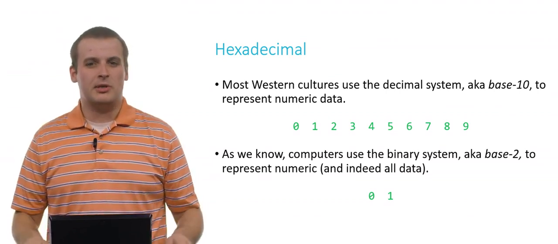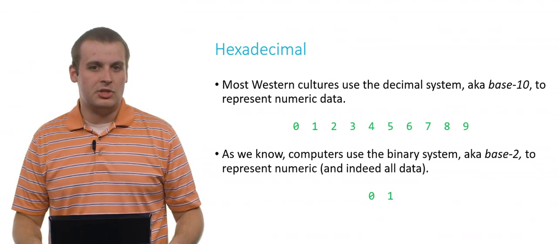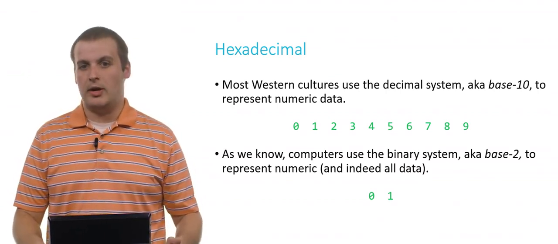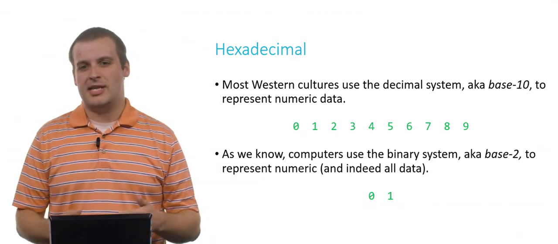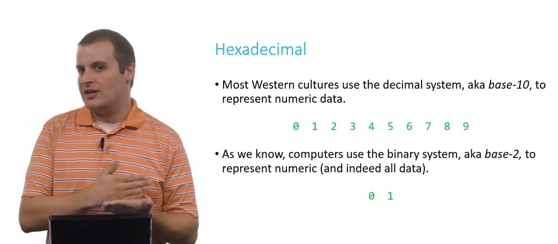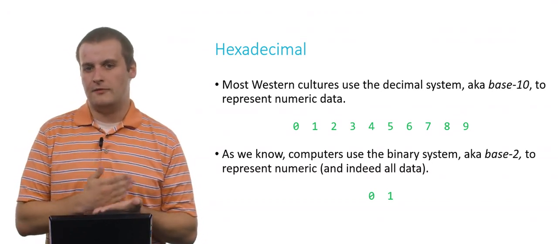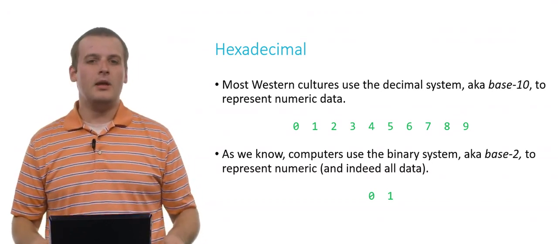Computers do something pretty similar, as you're probably familiar with the binary system, base 2. The difference there being that there are only 2 digits to work with, 0 and 1. And so our place values, instead of being 1, 10, 100, 1,000, as they would be in the decimal system, are 1, 2, 4, 8, and so on.